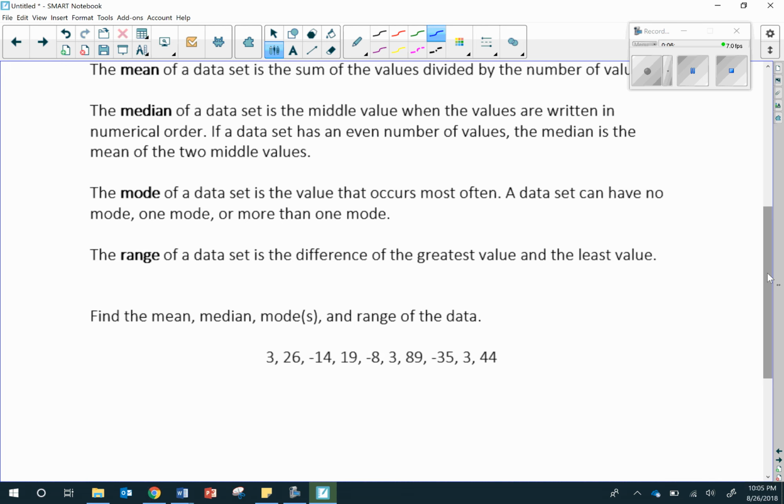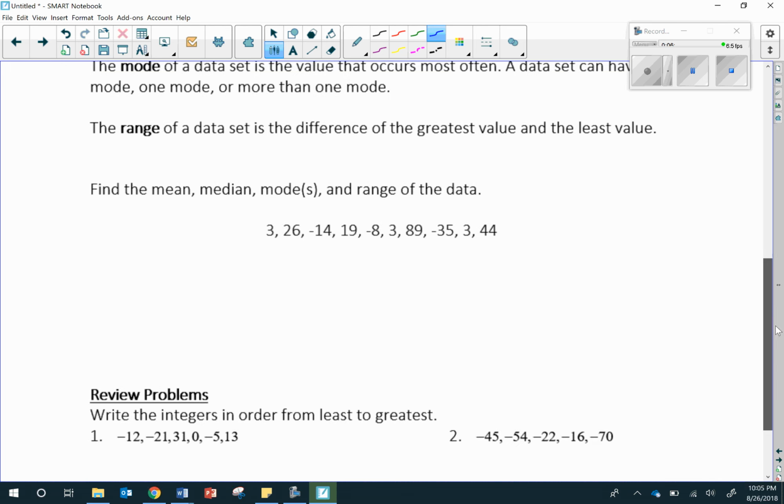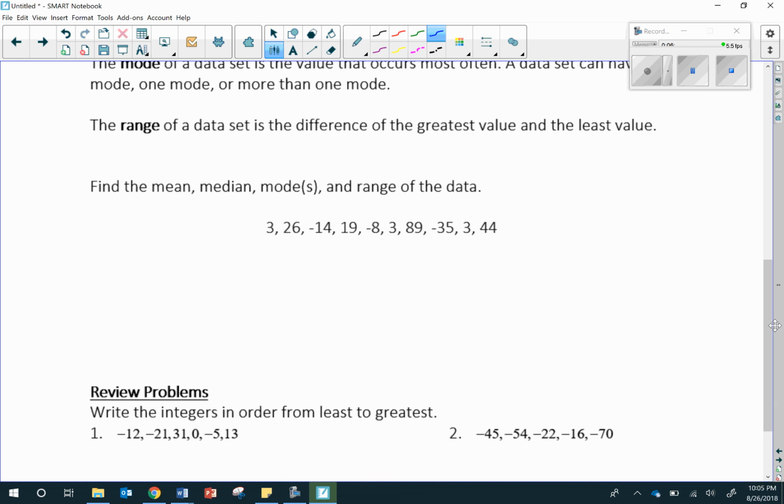If we look at our data set, which is our numbers here, in order to find the mean, or find the average, we are going to need to add all of these integers together. Please pay attention to what numbers are negative and what numbers are positive when you are adding these. I will give you a second just to go ahead and add them before we divide and find the mean.